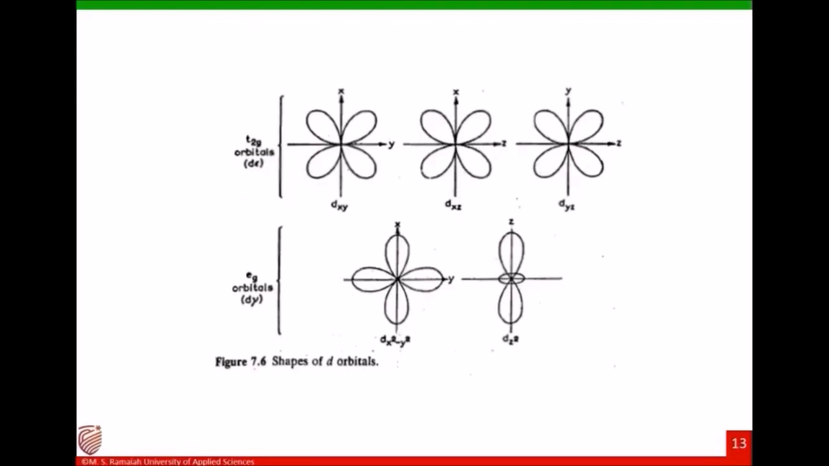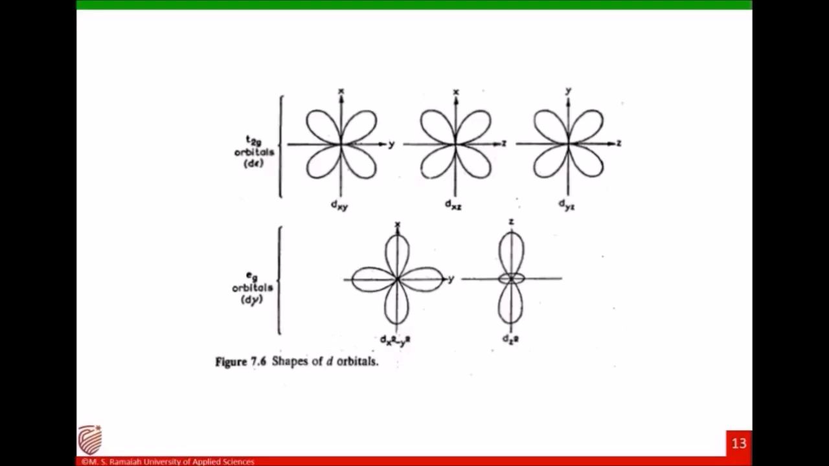The lobes of dx² minus y² and dz² point along the x, y and z axes, and we call these orbitals Eg. The lobes of the orbitals dxy, dxz and dyz point in between the axes and we call them T2g orbitals.